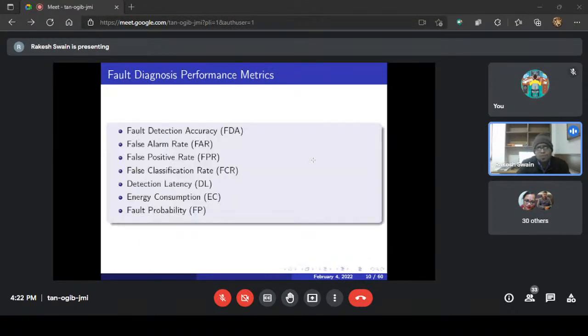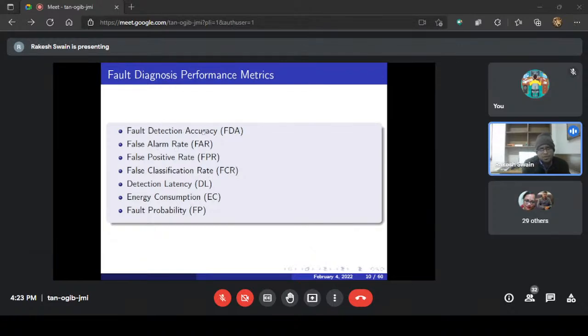Then there are some performance metrics for fault diagnosis performance. We go for the fault detection accuracy, false alarm rate, false positive rate, false classification rate, detection latency, energy consumption, and the fault drop. These are the performance metrics basically, if you go for fault diagnosis. Okay, I'll not discuss more than this here.